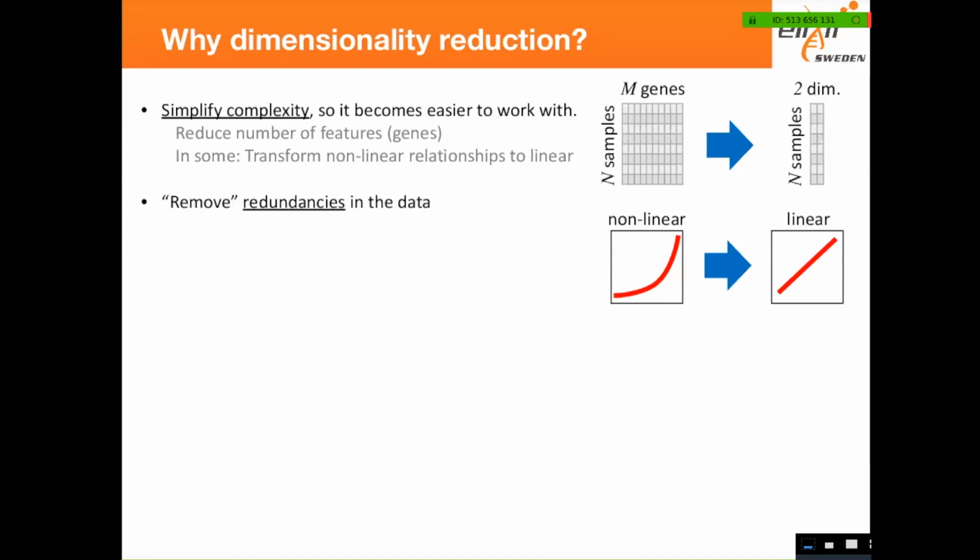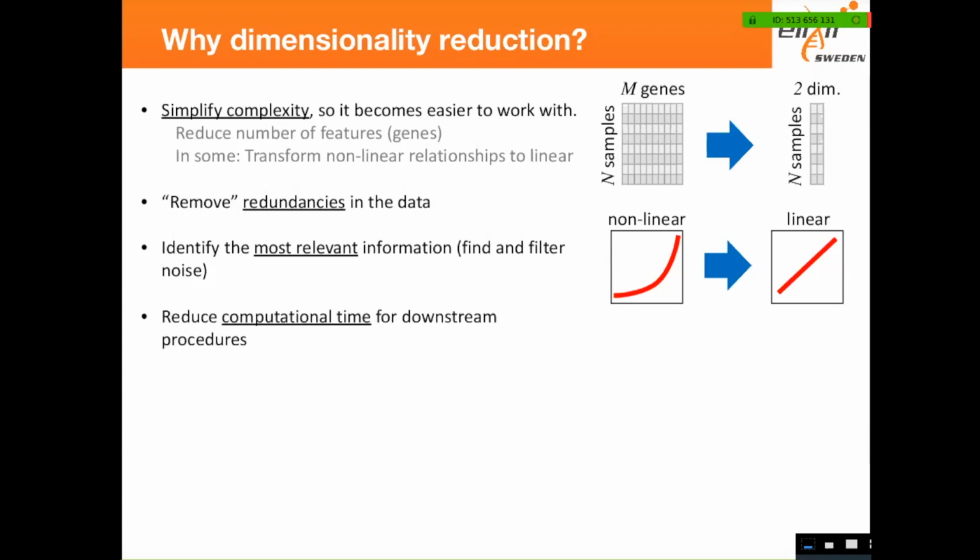Another reason is to remove redundancies in the data, because many genes are quite correlated to each other. So we actually don't need thousands of genes to explain that two samples are quite different. We can reduce the dimension, and I'll show in PCA how that works. And also identify the most relevant information in your data. That's also what PCA will do, and I'll talk about it.